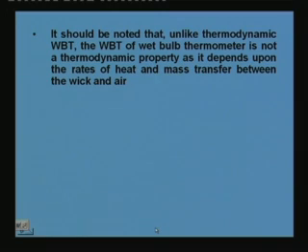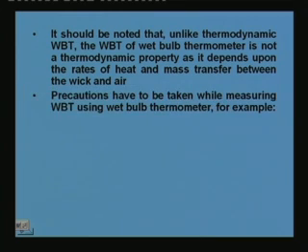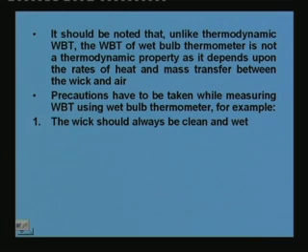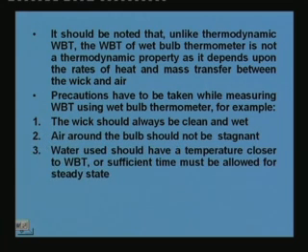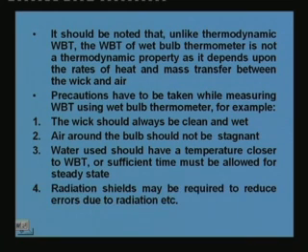Of course, it should be noted that unlike thermodynamic wet bulb temperature, the wet bulb temperature of a wet bulb thermometer is not a thermodynamic property, as it depends upon the rate of heat and mass transfer between the wick and air. So, precautions have to be taken while measuring the WBT using a wet bulb thermometer. For example, you should make sure that the wick is always clean and wet, air around the bulb should not be stagnant, water used should have a temperature close to wet bulb temperature, sufficient time must be allowed for steady state, and radiation shields are required to reduce errors due to radiation.